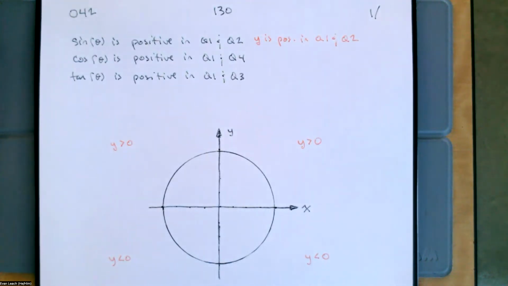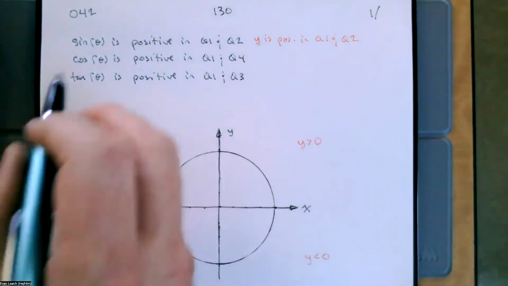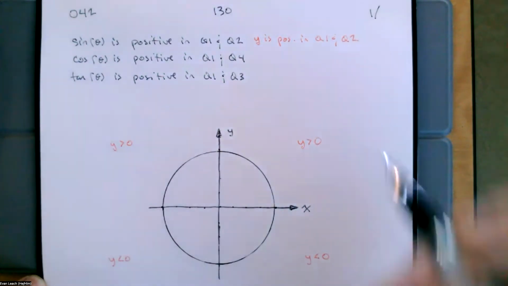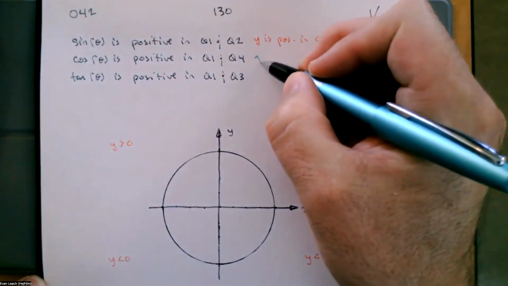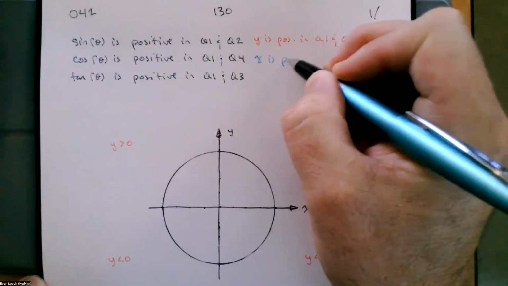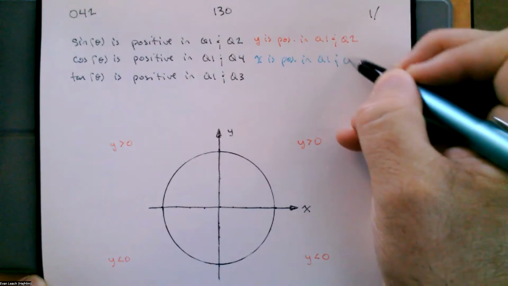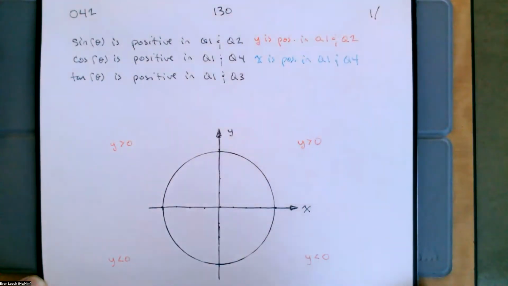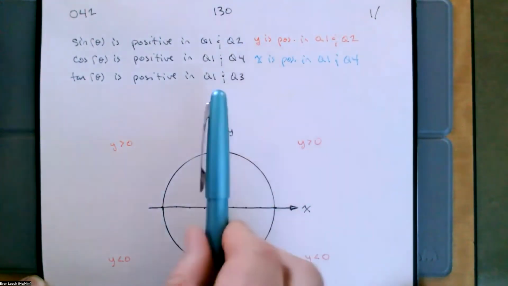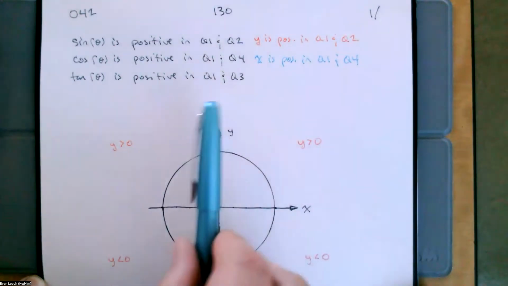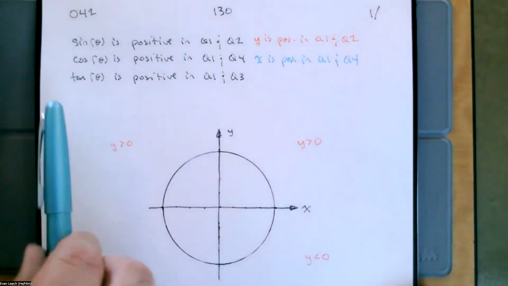The other one we have is that cosine is positive in quadrant 1 and quadrant 4. If sine is going to be all about the y's, then cosine is going to be all about the x's. Math is very predictable like that. So cosine is positive in quadrant 1 and quadrant 4 because x is positive in quadrant 1 and quadrant 4. So x is positive on the right side of the y-axis, and x is negative on the left side of the y-axis.